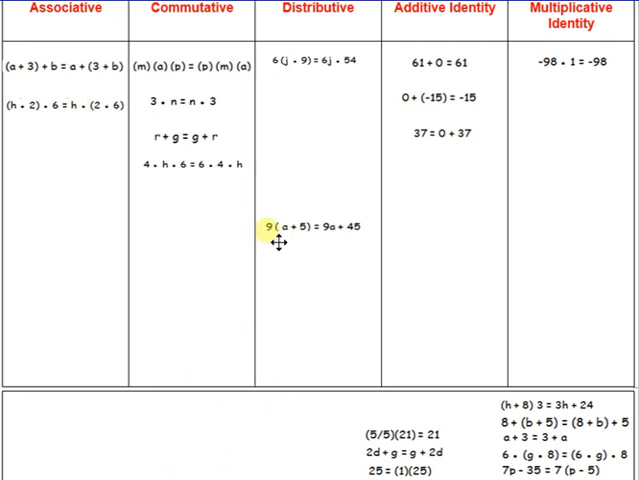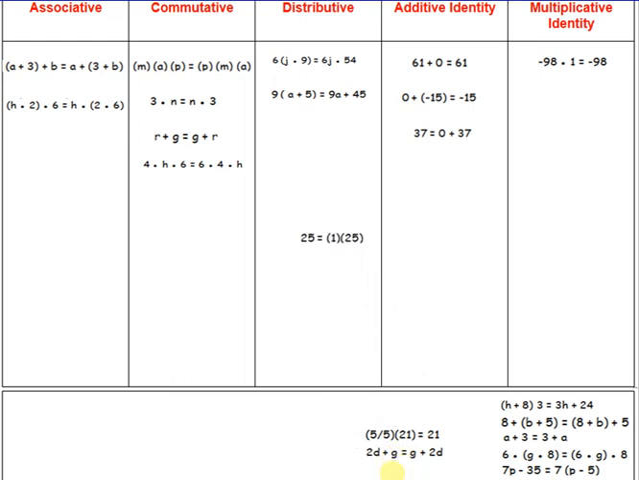Okay, so here we have 9(a plus 5) equals 9a plus 45. So here the 9 was being distributed to the a, and the 9 was being distributed to the 5. 9 times 5 is 45, so that's distributive.